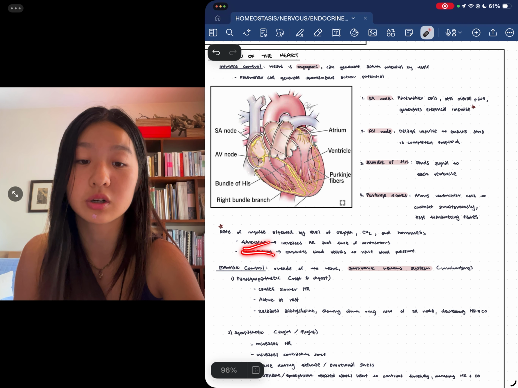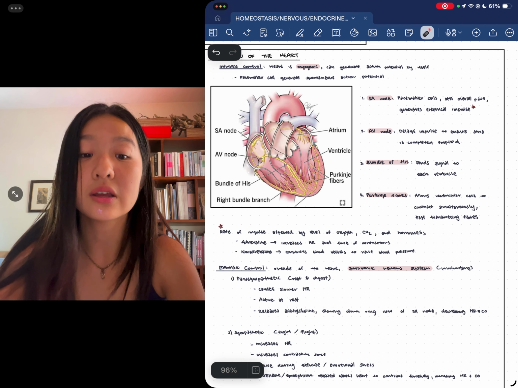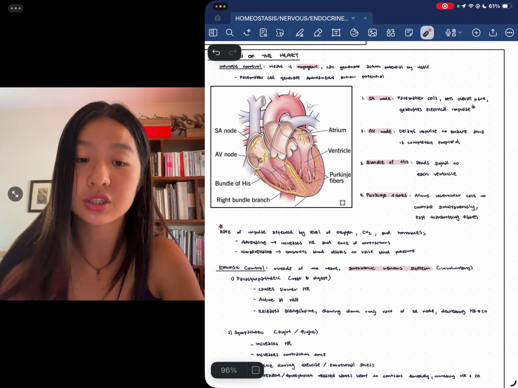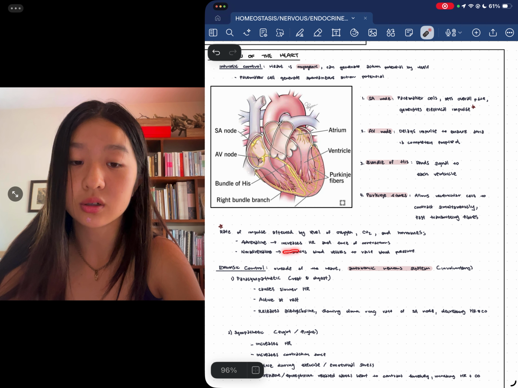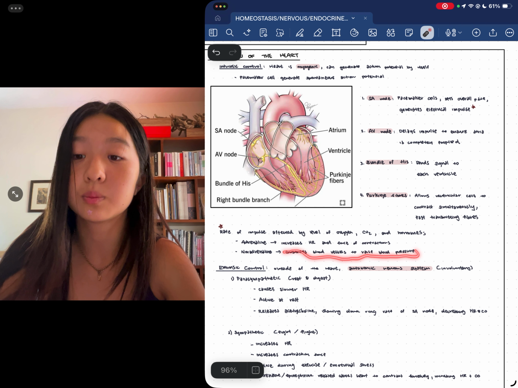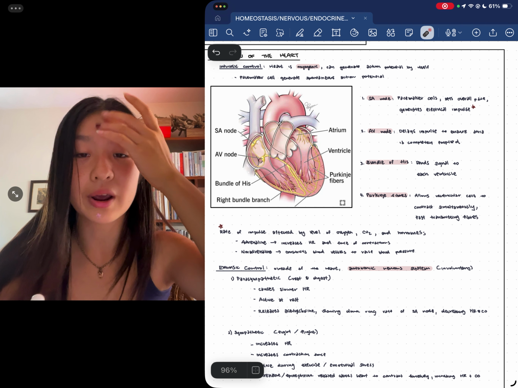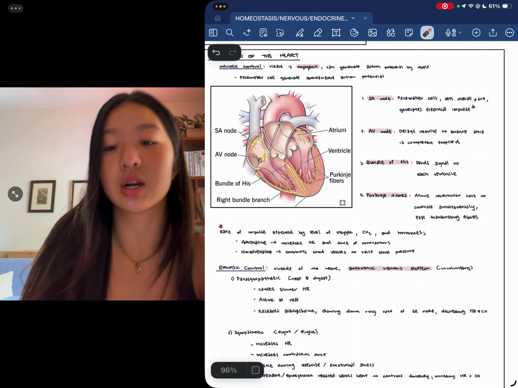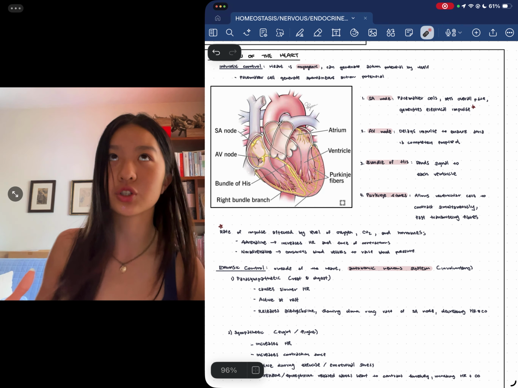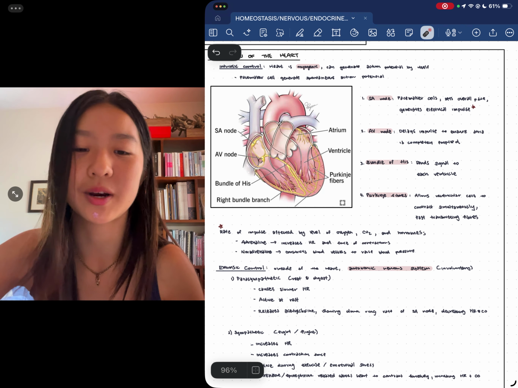We have adrenaline and noradrenaline. And adrenaline increases your heart rate and the force of contractions. And noradrenaline constricts your blood vessels to raise blood pressure. Okay, so that's intrinsic control of the heart. That's where the control of the heart is restricted to just the heart itself because it's myogenic.